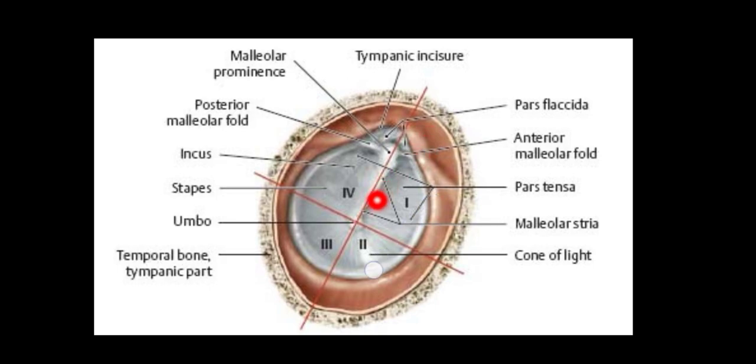We must know the two lines which are drawn. A line is along the handle of malleus, another line perpendicular and bisecting at the umbo, dividing the eardrum into four quadrants: anterosuperior, anteroinferior, posterosuperior, posteroinferior. Now, passing from the malleus forwards and backwards are the anterior and posterior malleolar folds, and formed by the lateral process of malleus is the malleal prominence.